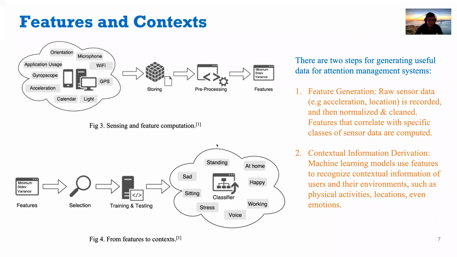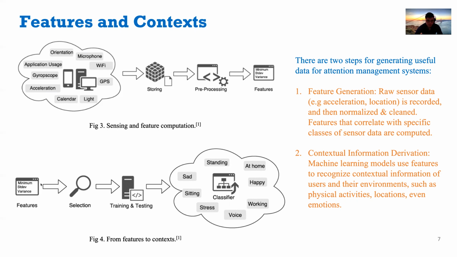Here, I want to give a more detailed explanation of the data gathering process. In general, it is split into two stages. The first stage is the feature generation stage, where, as we can see here, the mobile devices can gather all kinds of sensory data such as GPS, Wi-Fi, microphone, application usage, and gyroscope, and store that data locally, and then send it to the attention management system to process that data. And we can get features from that.